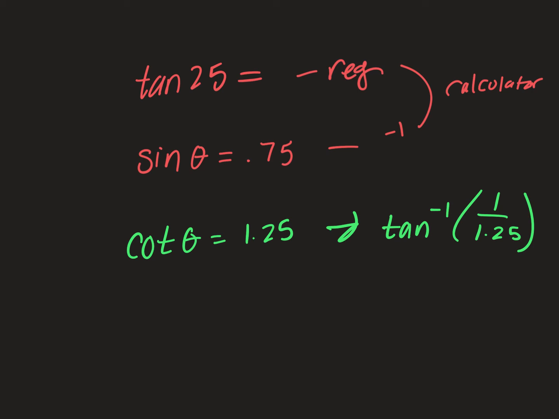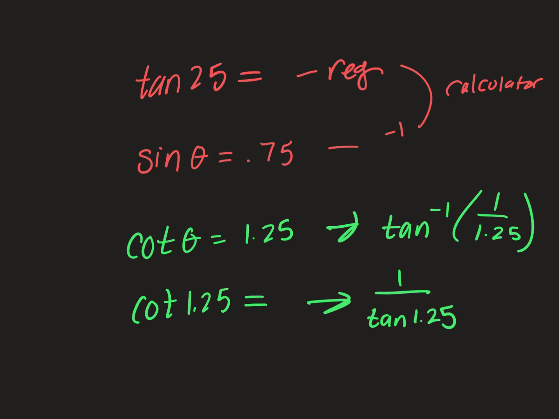So what would it be if it was normal? If it was cot equals 1.25? Then if it was this, you would do 1 over tan of 1.25. So if you have to use a -1, you make the fraction with your numbers. If you don't, you make the tangent, your trig function, part of your fraction.